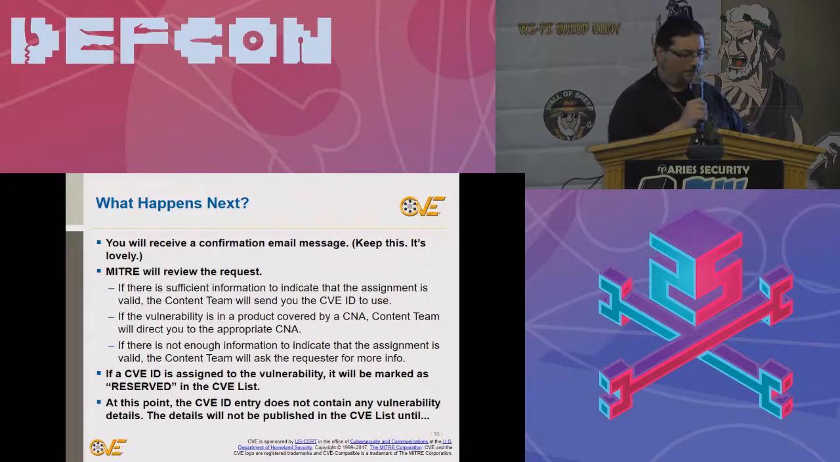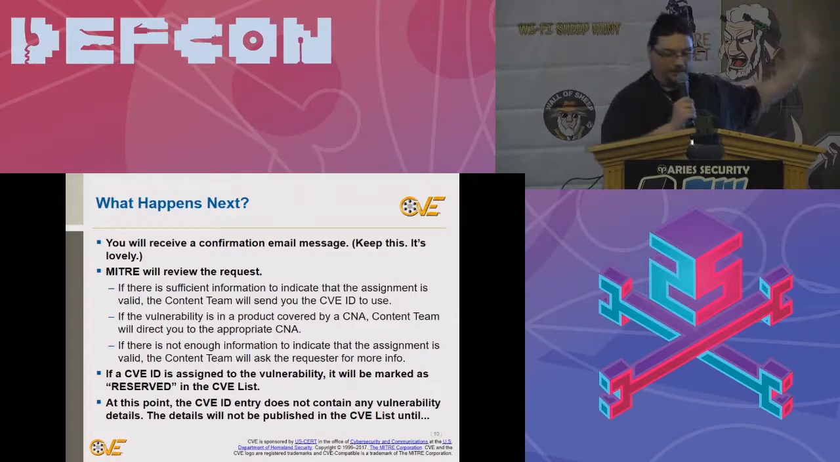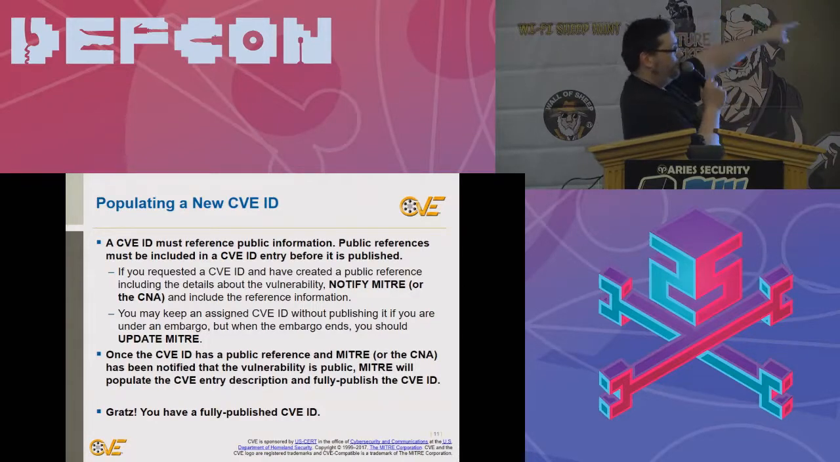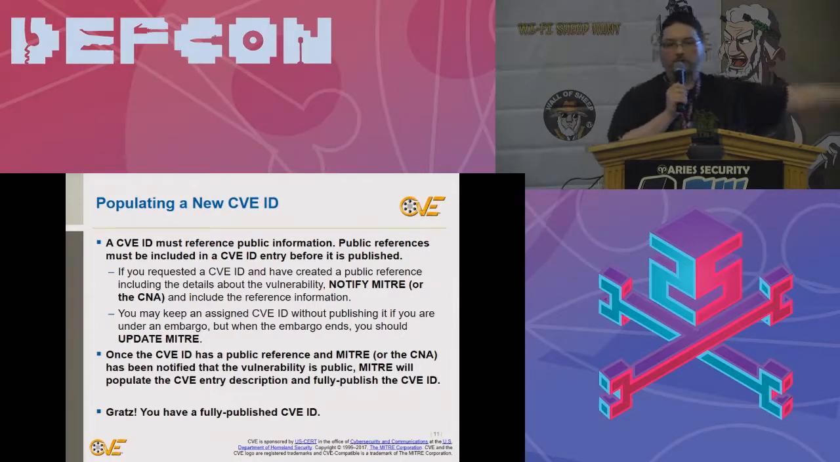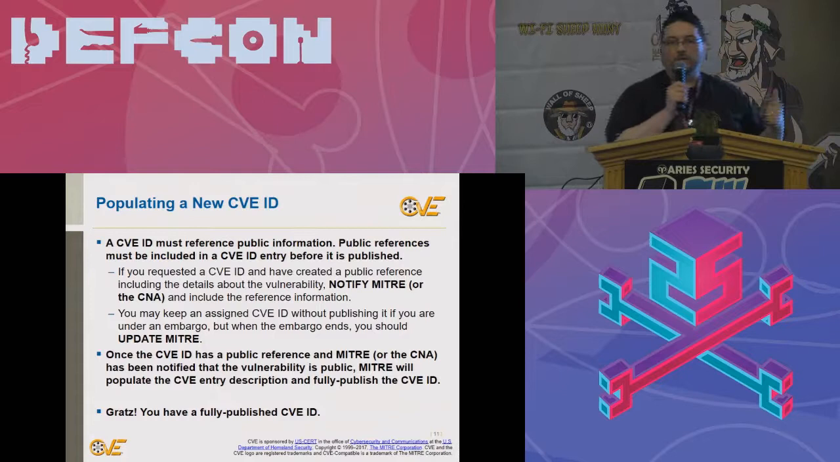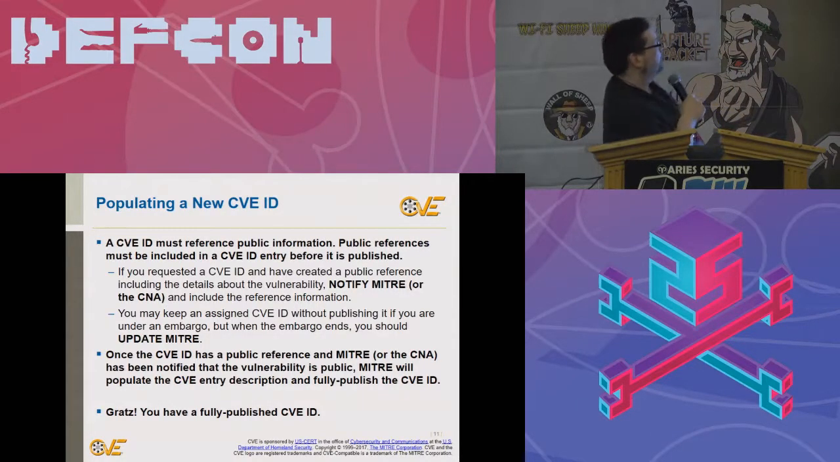So at this point, again, it's reserved unless it has enough information. It is going to stay reserved until it has been populated. So if you're disclosing something, you need to notify us when it's public. We won't know. We have some web scrapers out there. We're trying to find this information proactively. It's really hard. Stuff gets published all over the place, and we don't know to necessarily look for it. We're trying to improve that, but we need to rely on the community to tell us when the work they've done is ready to be published.